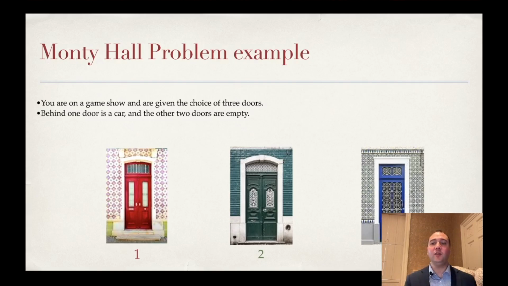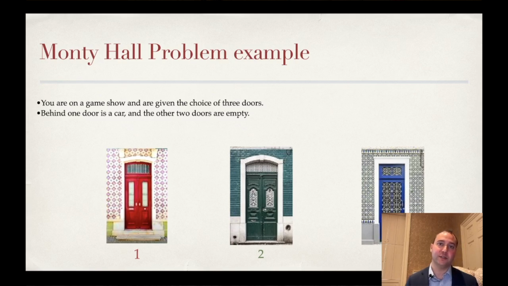Okay, so behind one of these 3 doors is a car. Behind the other 2 doors is nothing. Which door should you choose? Well, let's say that you chose door 1. It doesn't matter if you chose door 2 or door 3. Let's say you chose one of the doors. I'm going to choose door 1.